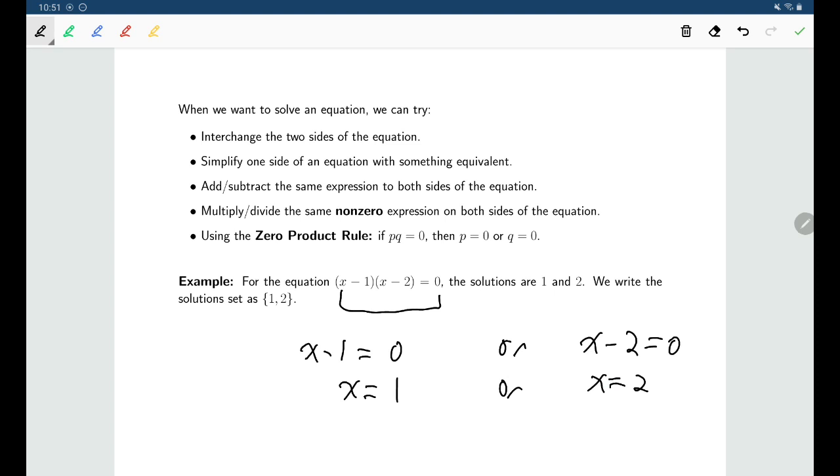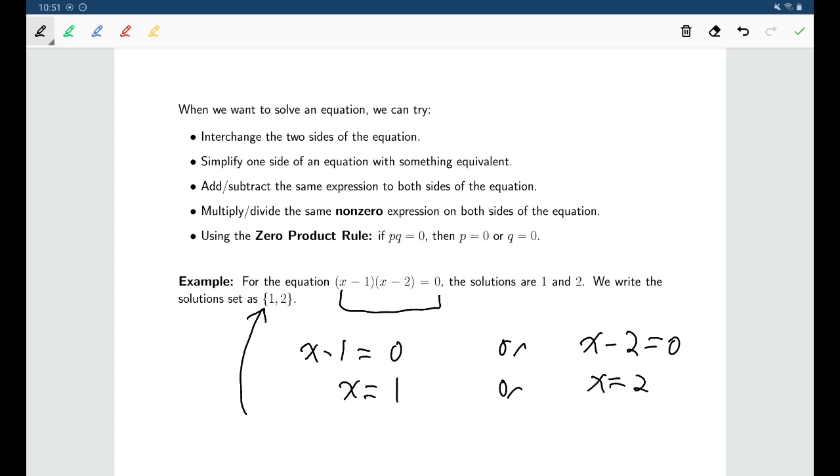The solution set, I write it with set notation. Set notation involves curly brackets. Those curly brackets are always used to represent a collection of things. So I would read that as the set containing 1 and 2, or the collection is 1 and 2. Those are the two numbers which are the solutions to that equation.